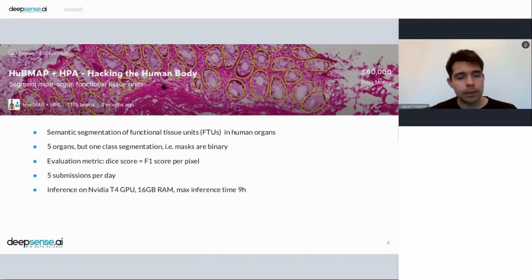2 technical details about this competition. We were allowed to submit only 5 submissions per day. So you have to think a little bit strategically about this competition. You were not able to, for instance, perform a grid search on multiple parameters and just submit hundreds and hundreds of slightly different models.